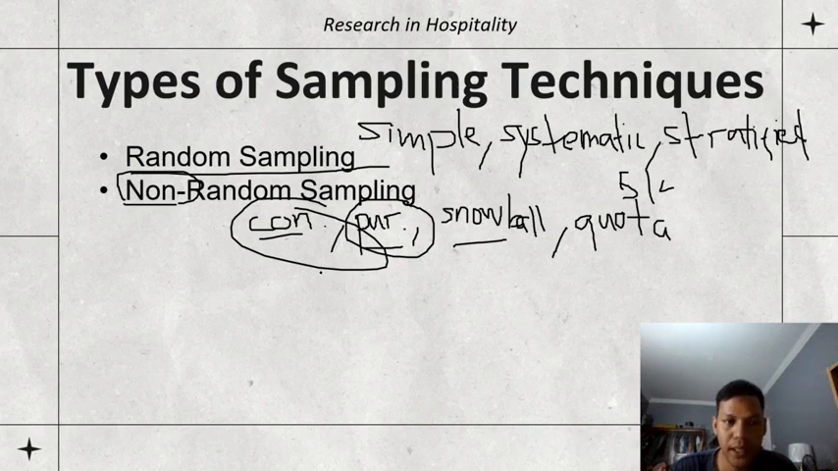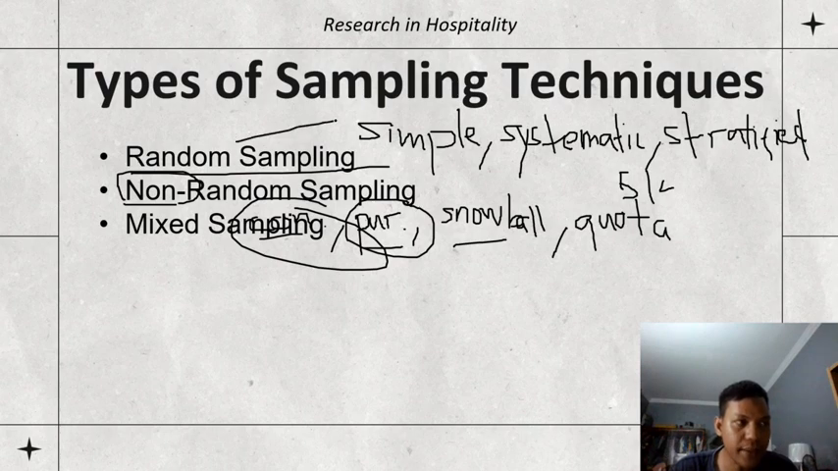Okay. And then the third one is mixed sampling, a mixture of random sampling and non-random sampling. It combines elements of both random and non-random sampling, and it is useful in certain research scenarios where a diverse range of participants is required. So in some of your studies, you are going to use random sampling for some respondents and non-random sampling for the other respondents.